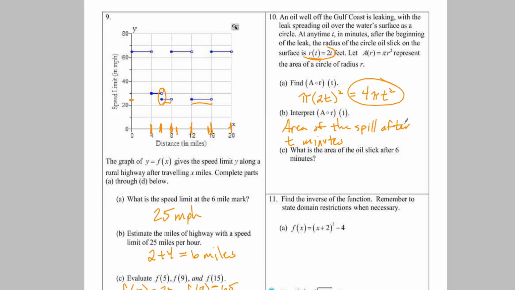And c, what is the area of the oil slick after 6 minutes? So after 6 minutes, we're going to plug in 6 to t. That's 4 pi times 6 squared. Plug that into the calculator, and you're going to get 452.6 square feet.